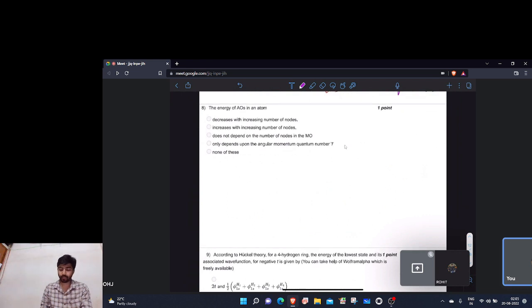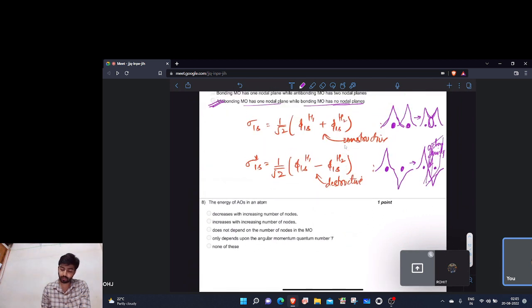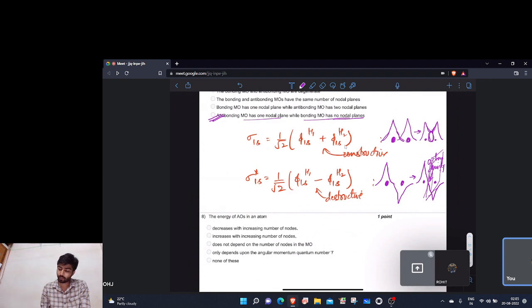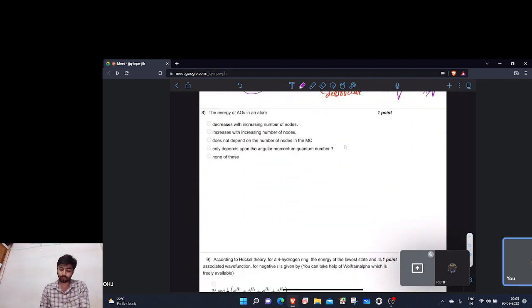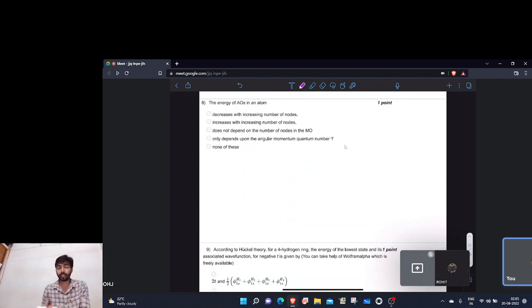Question number 8 says that the energy of atomic orbitals in an atom. Now, as we have seen above as an example, when there was a node in the system, that is in case of sigma star 1s, we drew the MO diagram. The energy of sigma 1s is less than the energy of sigma star 1s. So if there are nodes in the system, then the energy of those orbitals increases, and this analogy also goes with molecular orbitals as well as with atomic orbitals. So the energy of atomic orbitals increases with increasing number of nodes.